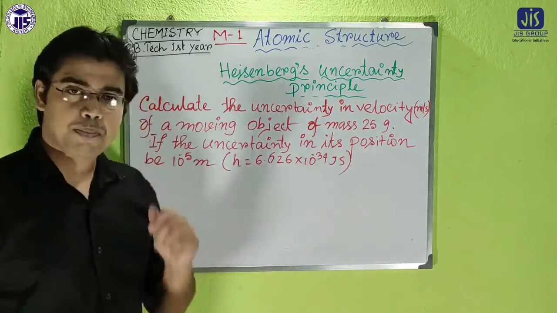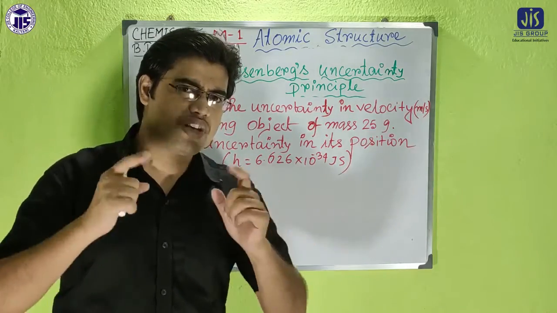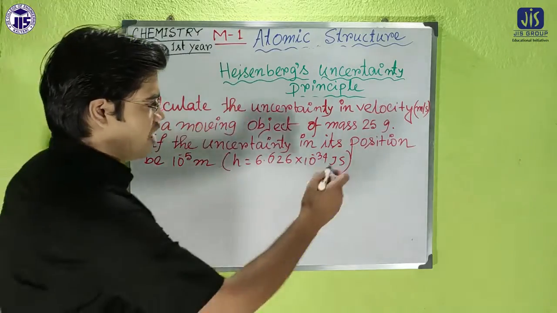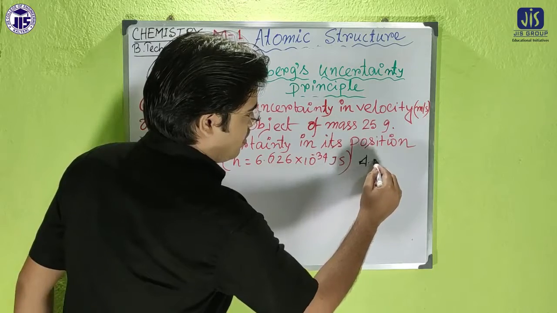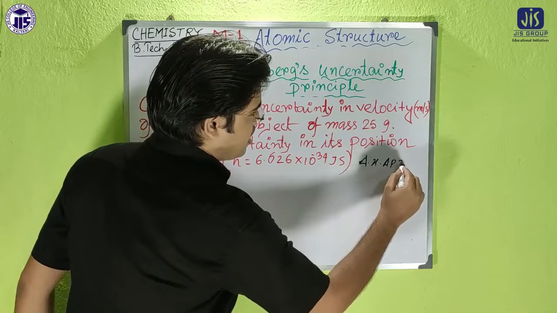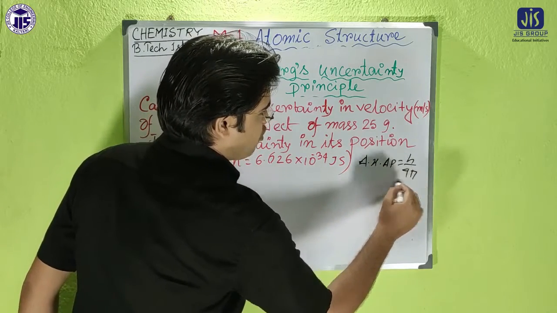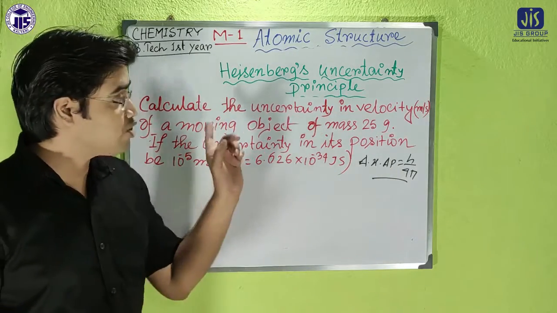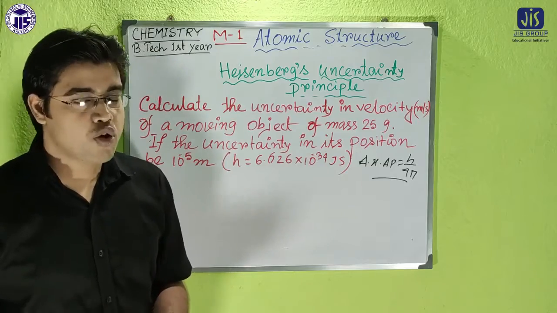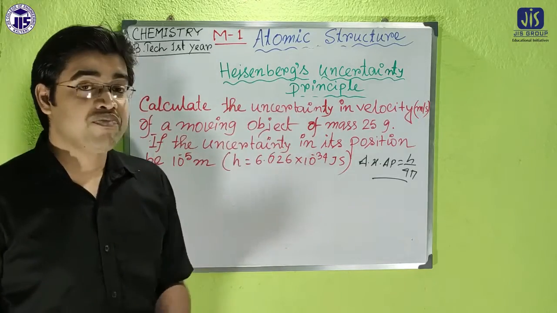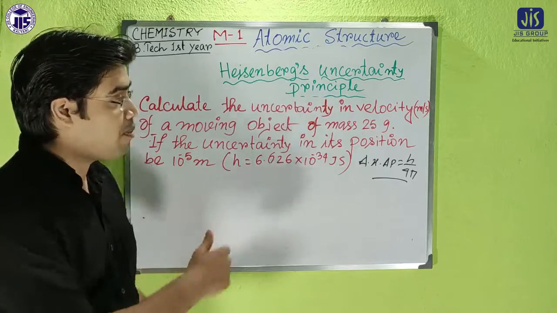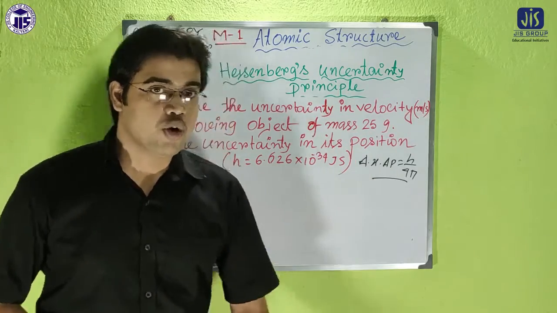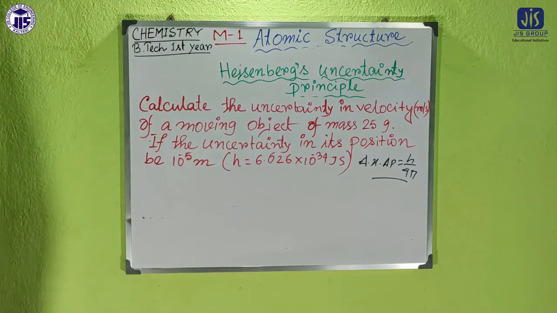So you have to solve the problem from the equation of the Heisenberg uncertainty principle, del x into del p equals h by 4 pi. Students, you can just take a screenshot, pause the video and try to solve the problem. Then when I solve the problem, you can check your answer and procedure to see whether it is right or wrong.